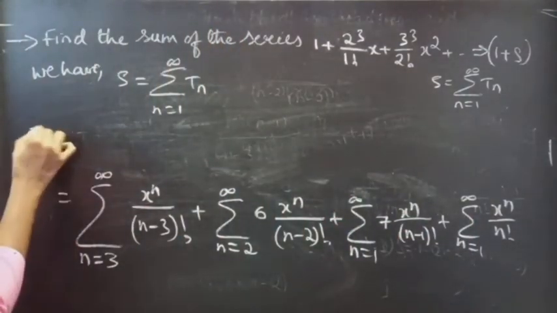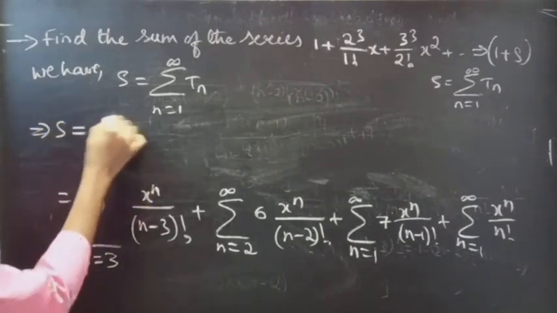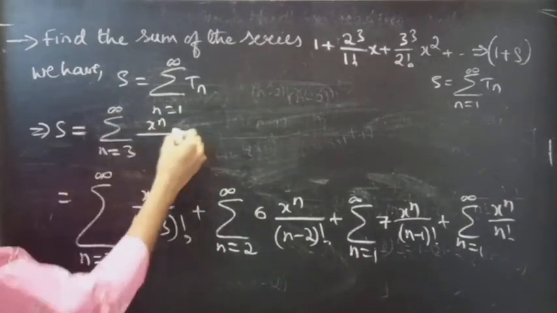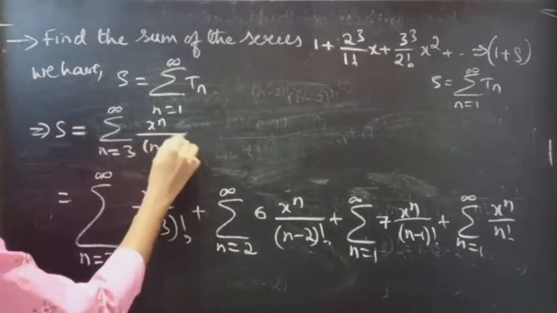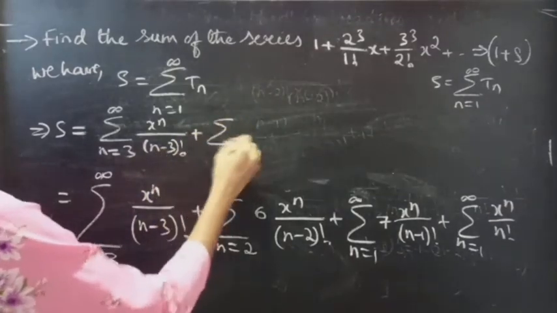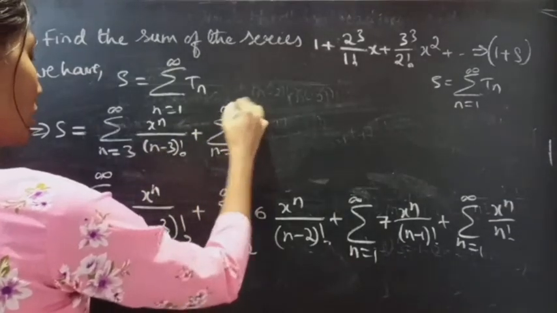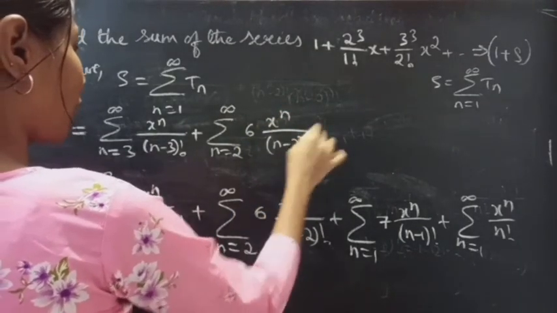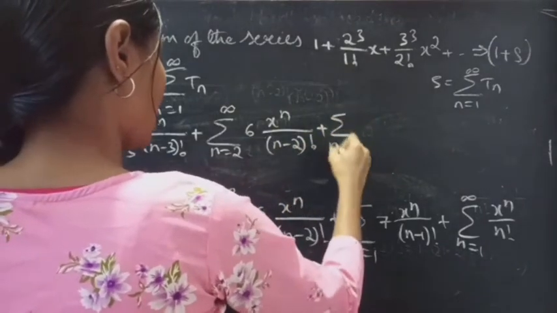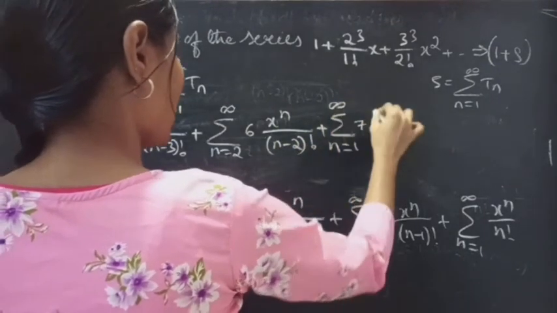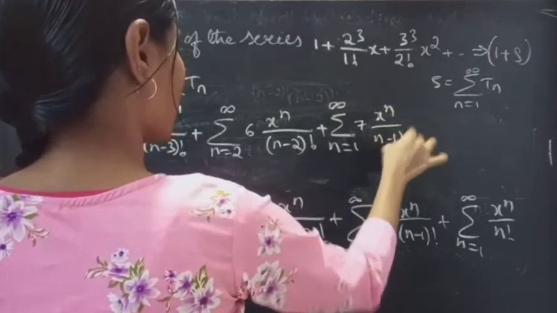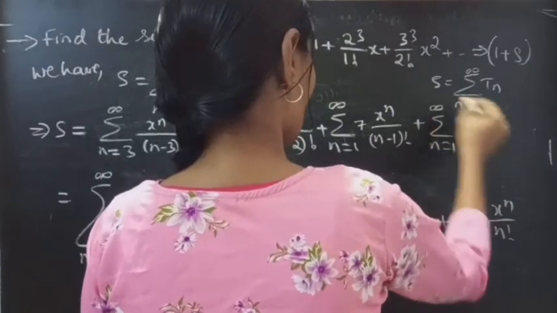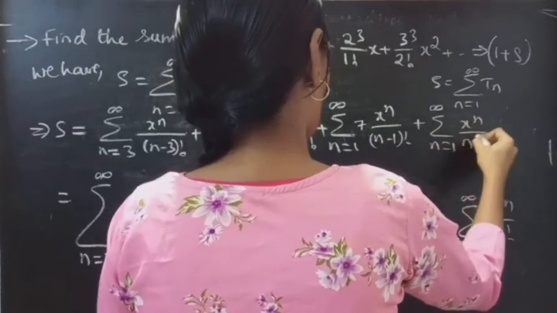We have S equals summation n equals 3 to infinity x power n by n minus 3 factorial plus summation n equals 2 to infinity 6 into x power n by n minus 2 factorial plus summation n equals 1 to infinity 7 into x power n by n minus 1 factorial plus summation n equals 1 to infinity x power n by n factorial.